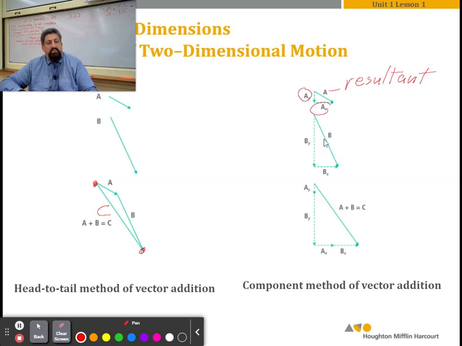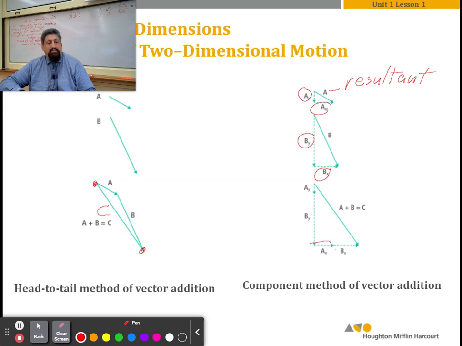Same thing with vector B here. We have vector B at an angle. We can say that vector B is the resultant of B sub x and B sub y. Well, if we want to find what vector C is, instead of dragging vector A over and putting it head to tail with vector B, now we have two vectors that are parallel to the y-axis and two vectors that are parallel to the x-axis. So it's very easy to add them together.